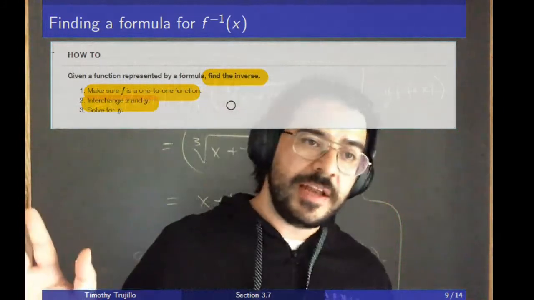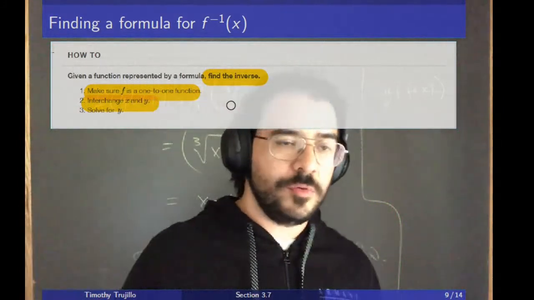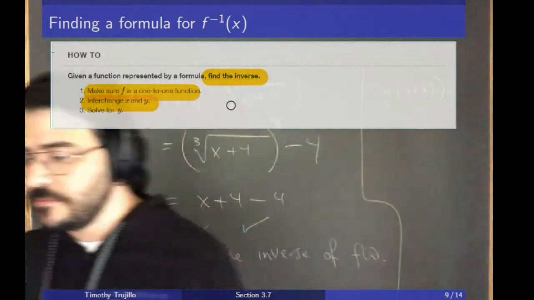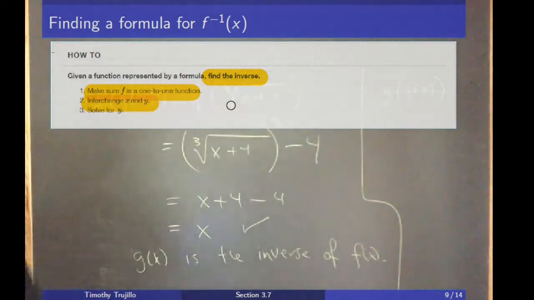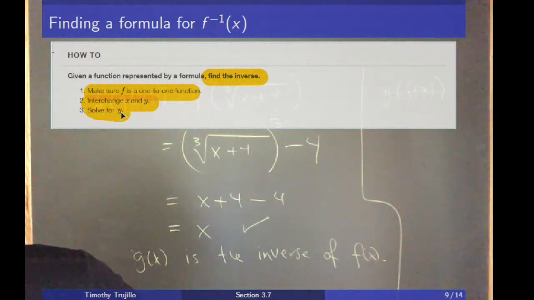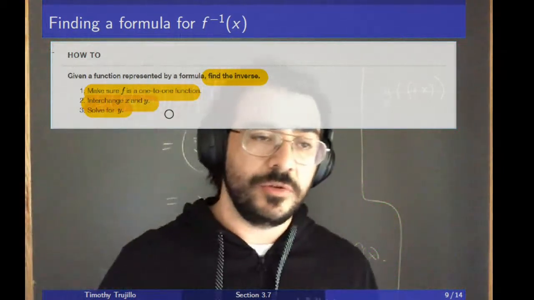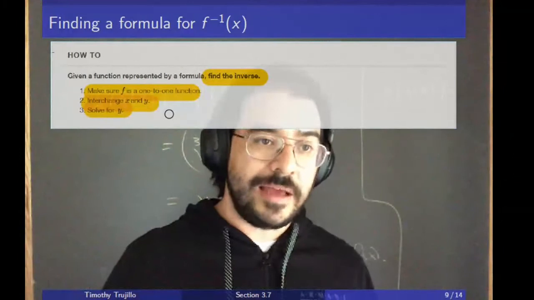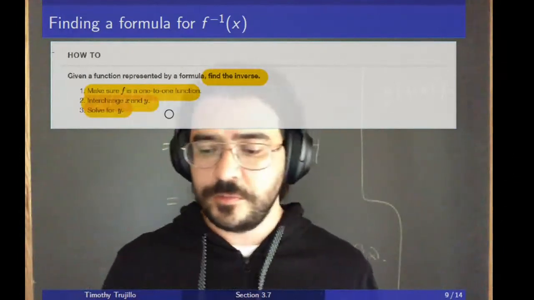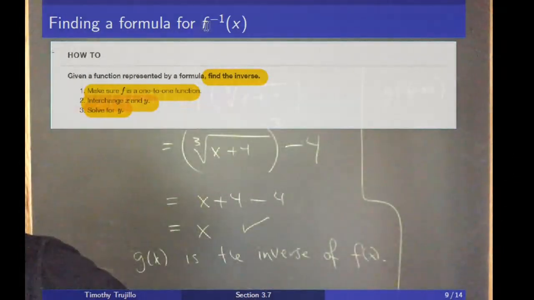So everywhere you see an x, you swap it with a y, and everywhere you see a y, you swap it with an x. What that has the effect of doing is producing the inverse, because we just switch the input with the output. Then if it is a function, you should be able to solve for y and get the output of the function in terms of x. So you'll try and solve for that y, and the formula that you get for y is the formula for f inverse.